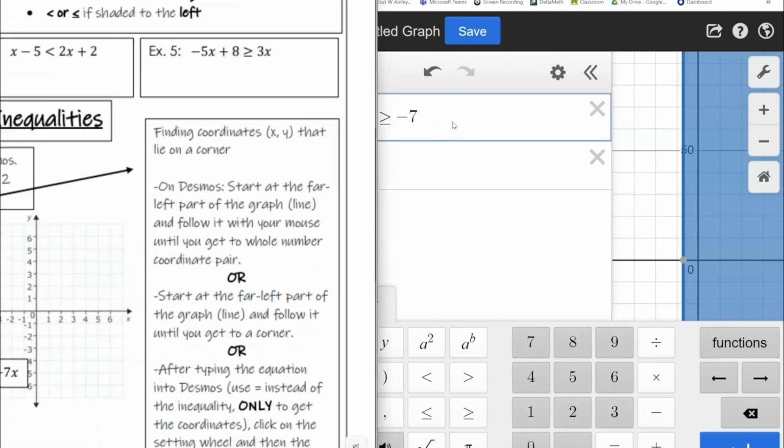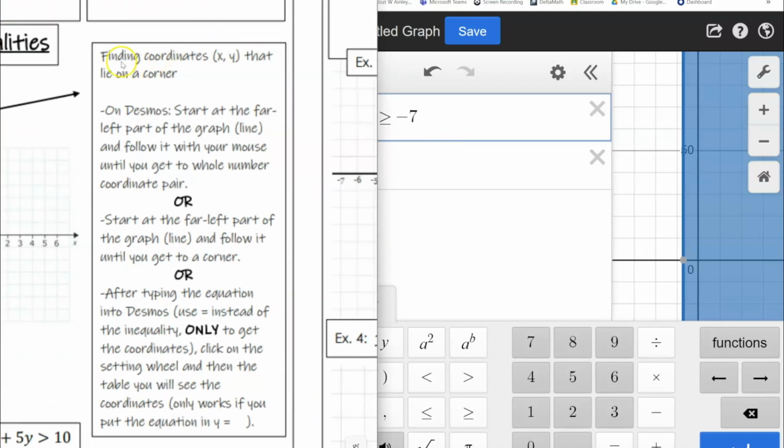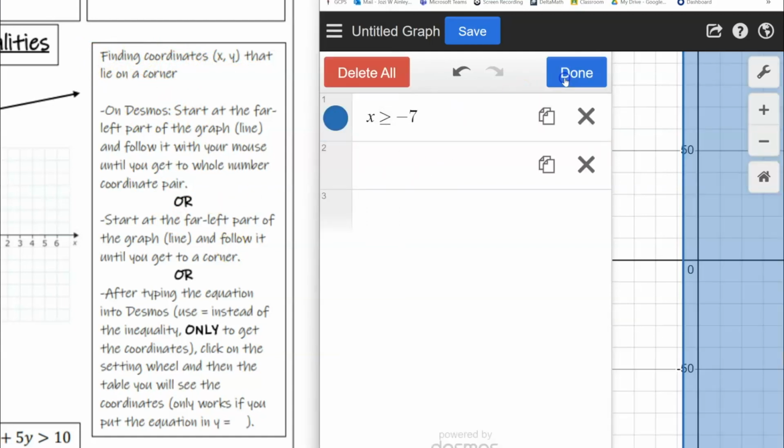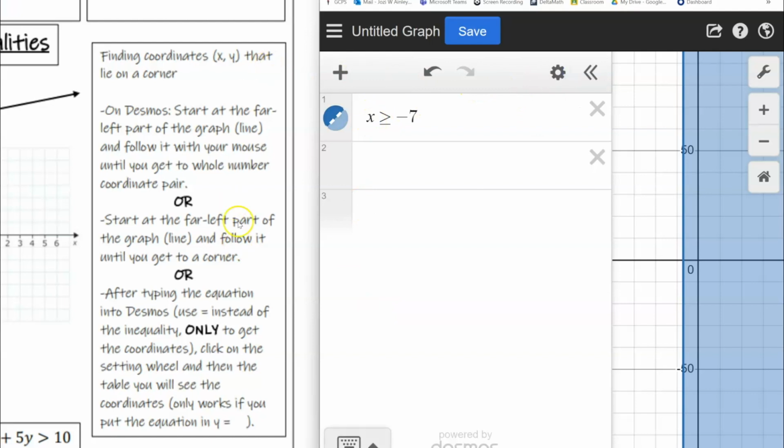There are 3 methods, and here they are. Finding coordinates x and y that lie on the line. Our favorite one is the table, which is gear, and then table. But remember, the table only works if it's y equals, and this is not y equals. So there's nothing we can do about that. We cannot get a table because there's no y in here. So we cannot do that one. So it's going to be one of these 2.